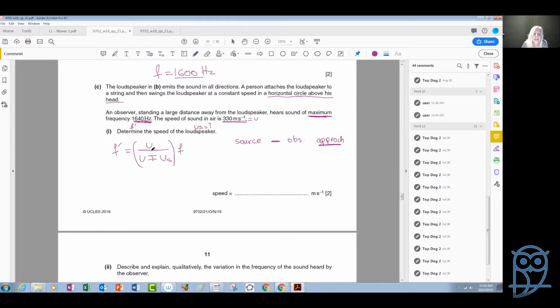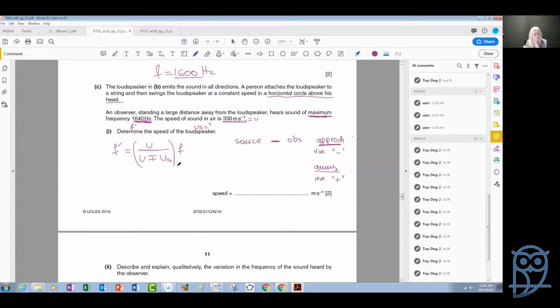we take the minus sign in the denominator. Where I have written it there, it's not very clear. So we use the minus sign here in the denominator. If the source and the observer move further away, in other words, if the source moves away, then we use the plus sign in the denominator.